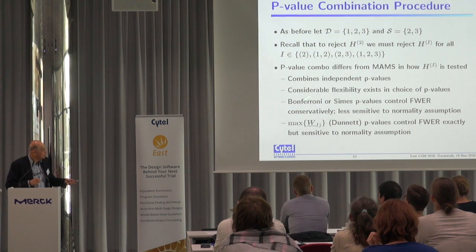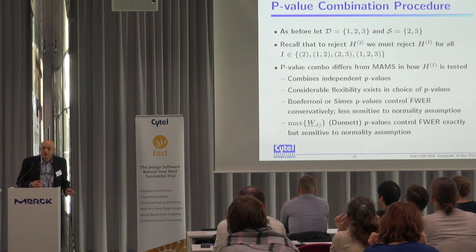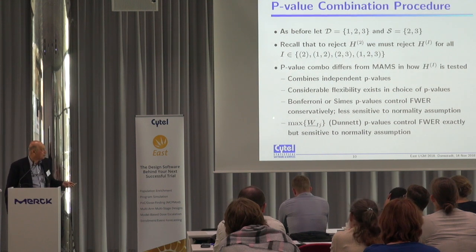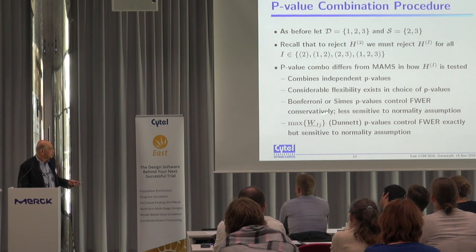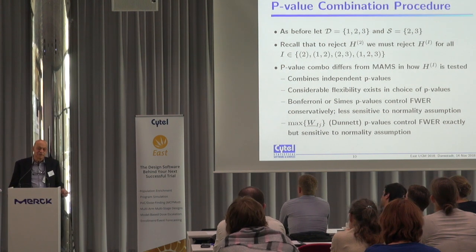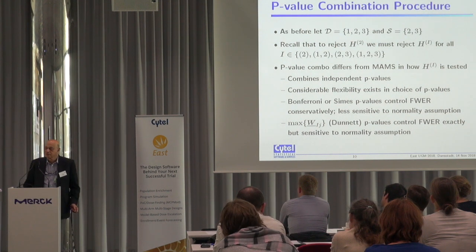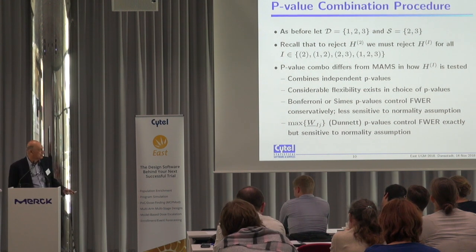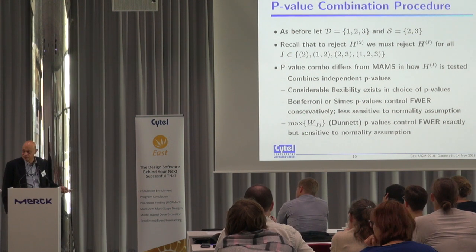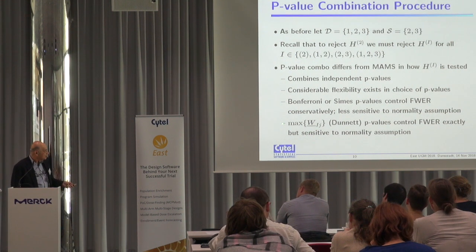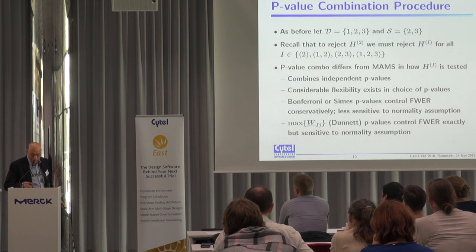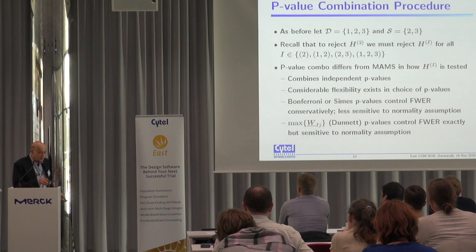Now you have considerable flexibility for how you get the p-values for the 2 stages. You can use some of these non-parametric methods like Bonferroni or Simes, or, since we are trying to compare the p-value combination method with the group sequential, we should use the p-value that's equivalent to the test for the group sequential, which in this case is the Dunnett p-value, which is based on the max of the W's. So we would use this max statistic to get the p-values.